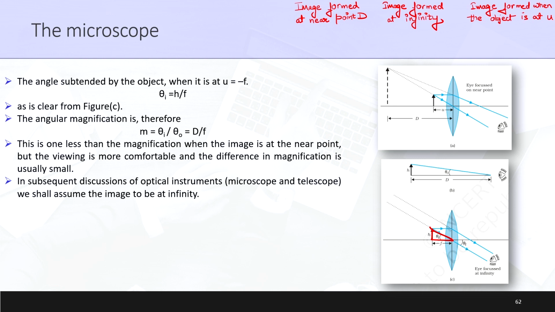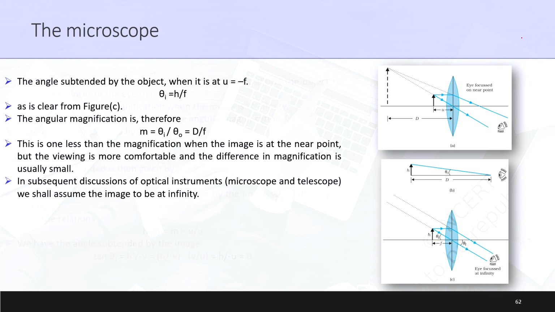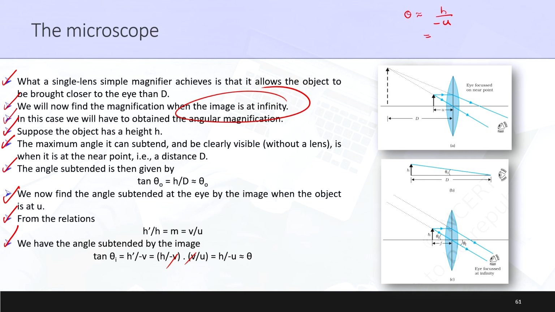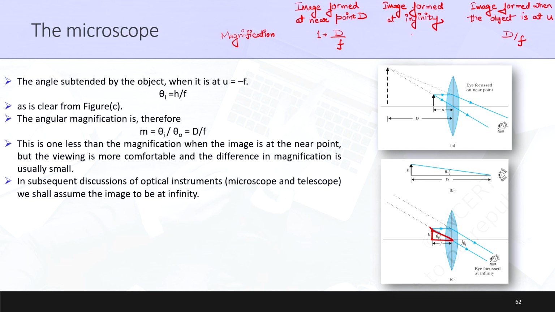So, what is the complete conclusion? The conclusion is that you just need to find the value of magnification. For the image formed at the near point, the magnification is 1 plus capital D by f. For the image formed when the object is at u, the magnification is capital D by f. And when the image is formed at infinity, the magnification is small h by capital D, as the angles are apparently equal to h by capital D. These are the three relations you need to remember for the complete concept of the microscope.